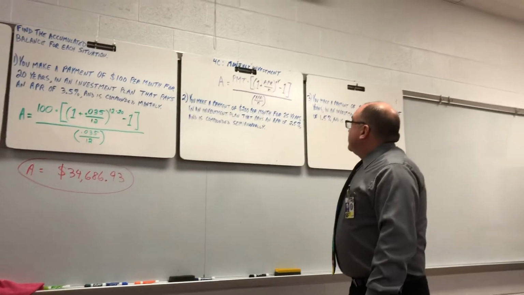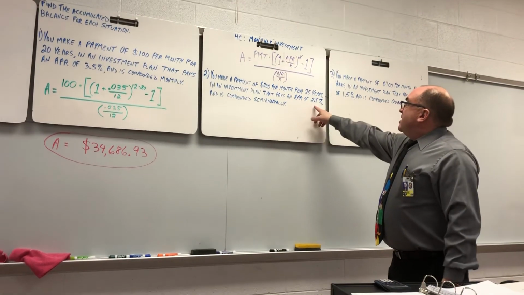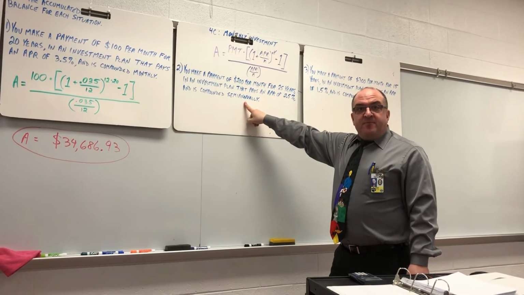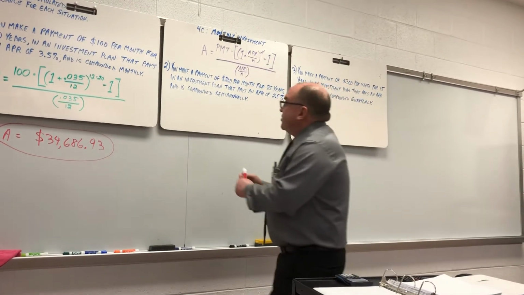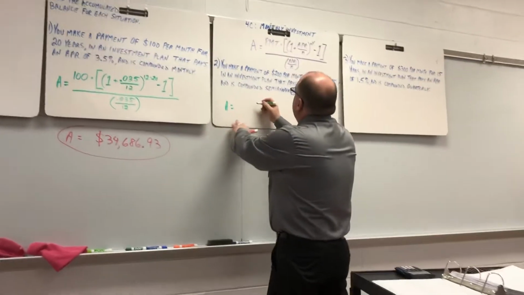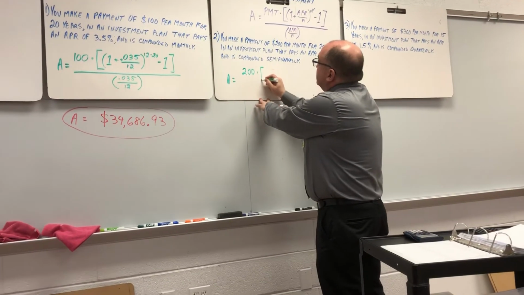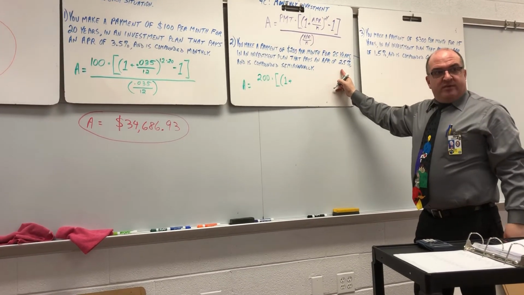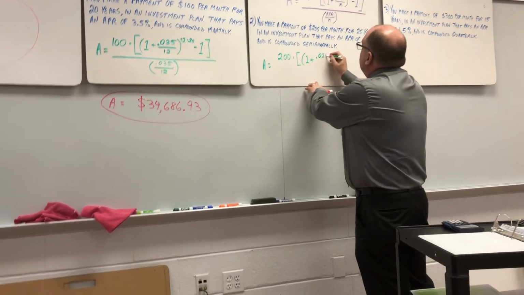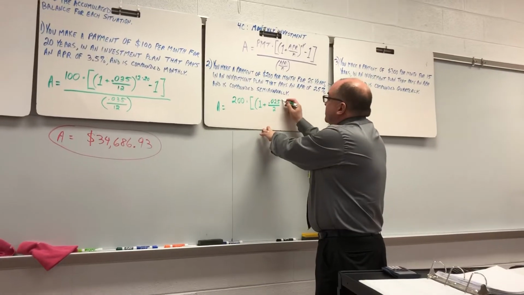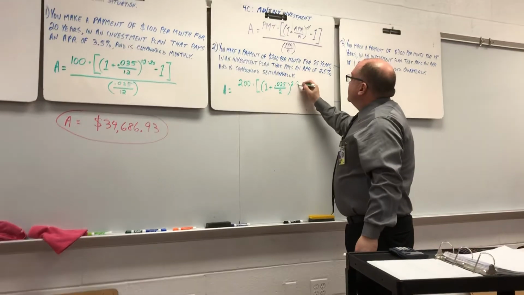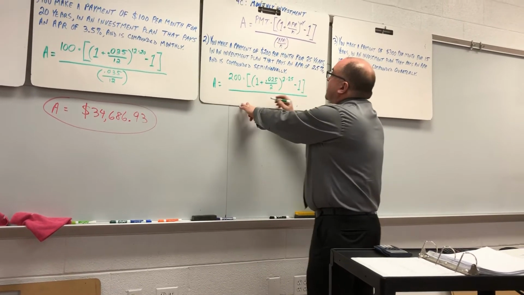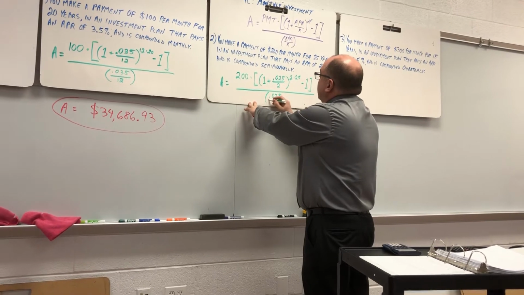Here, the payment is 200, and it's 25 years. APR is 2.5% compounded semi-annually. Semi-annually, N is going to be what? 2. Thank you, Janaya. Very good. Okay, so here we go. A equals, the payment is 200 times 1 plus APR, 2.5%, and the decimal is 0.025, right? 0.025 divided by N, we said, is 2, right? To the 2 times 25, then minus 1. All over 0.025 divided by 2.